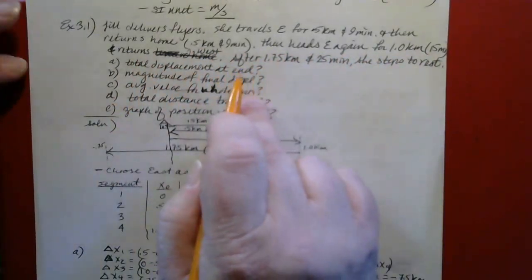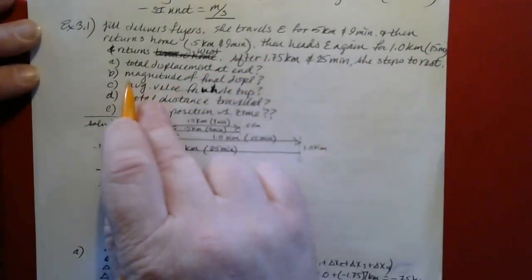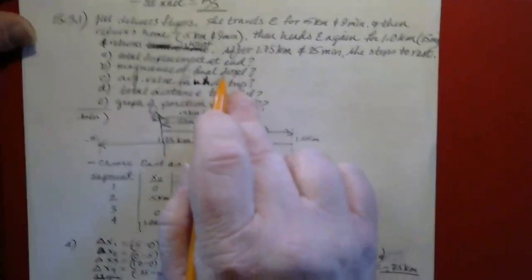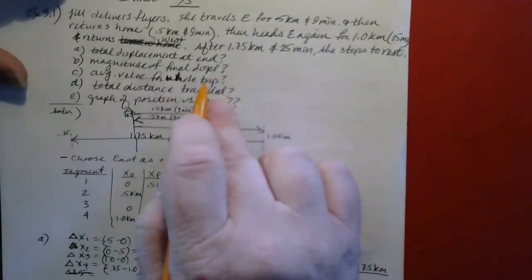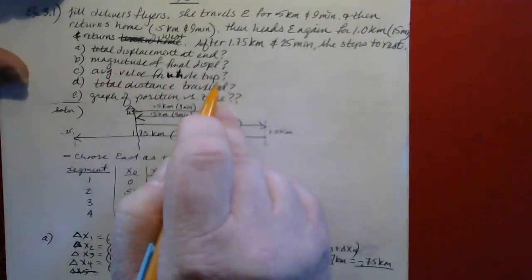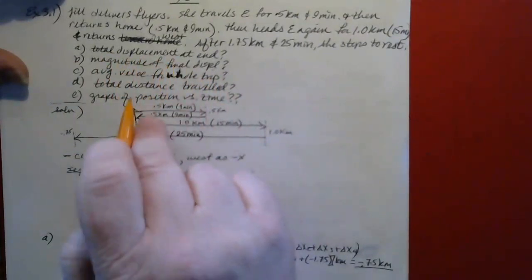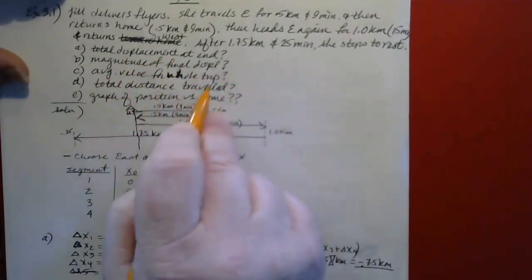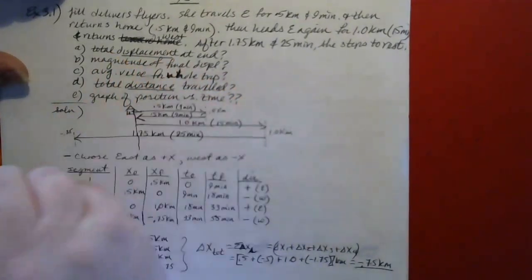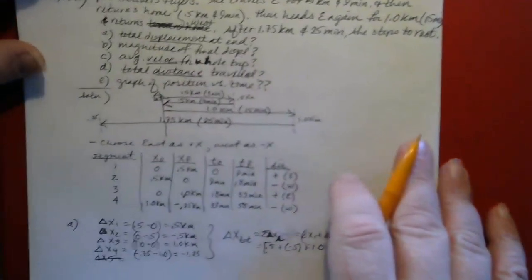What is the total displacement at the end, when she stops to rest? We also want to know the magnitude of the final displacement and the average velocity for the entire trip, which we can get from the total displacement and the total time. And what is the total distance traveled, as opposed to displacement? Then we can graph her position versus time if we want to.